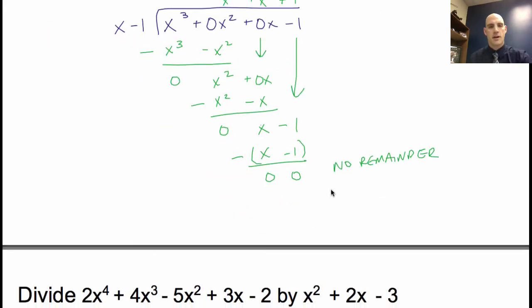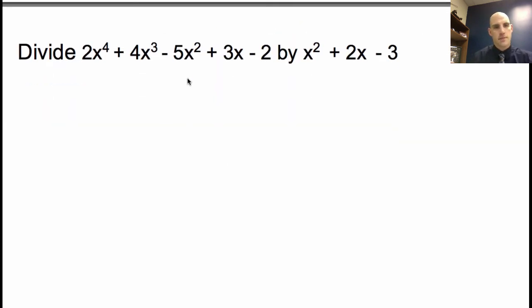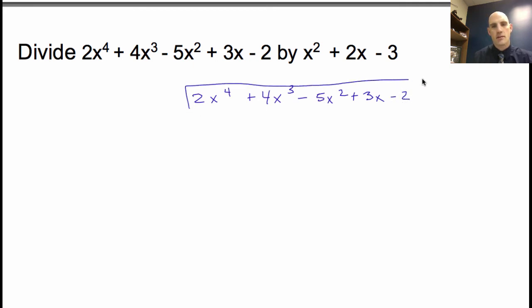Let's do one that's got a remainder so you can see how this works. We're going to go through this process. So this is what would be on top, and this is what would be on bottom. So I'm going to go 2x to the fourth plus 4x cubed minus 5x squared plus 3x minus 2. And I'm going this way. On the outside, I've got x squared plus 2x minus 3.